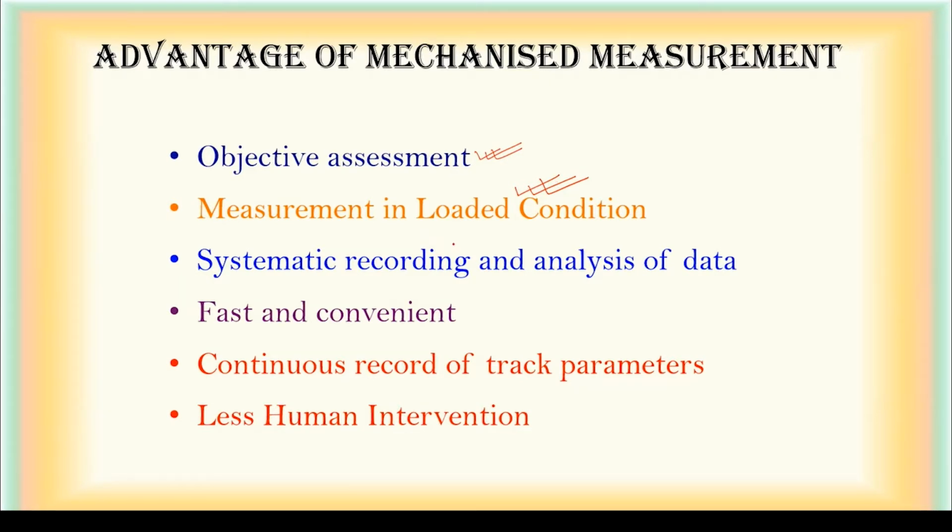Since it's a mechanical system, due to vast computerization, systematic recording can now be done, and the track defects, deterioration, input given, or further improvement, everything can be kept on record. Better data analysis is possible through this. It is fast and convenient, with continuous record of track parameters and less human intervention. Human intervention is limited to the calibration of those machines. If we don't calibrate properly, everything will go to waste. But once we have calibrated the machine, we will get better output in mechanical measurement.